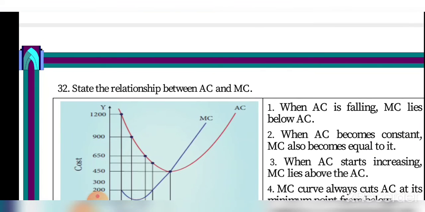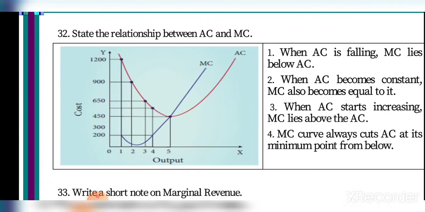Next we will see an important question. State the relationship between AC and MC curve. AC means average cost curve and MC means marginal cost curve. You will draw the diagram and write the explanation. This is very important. When AC is falling, MC lies below AC. You draw the diagram very clearly and write the illustration and explanation.